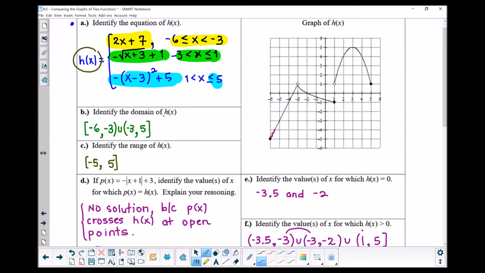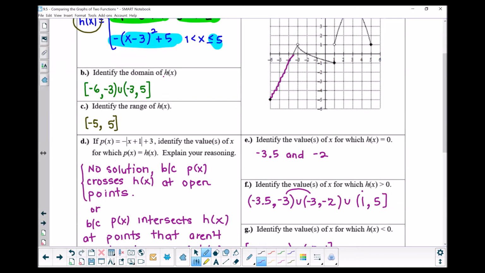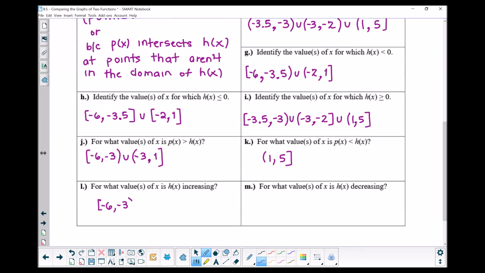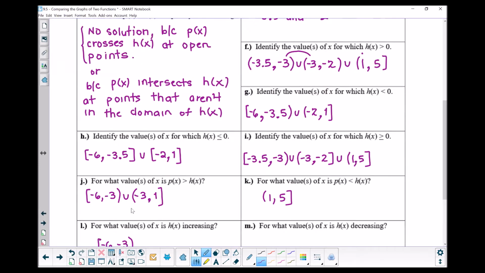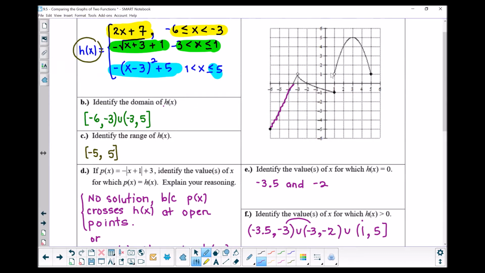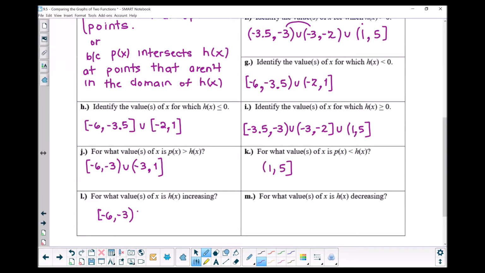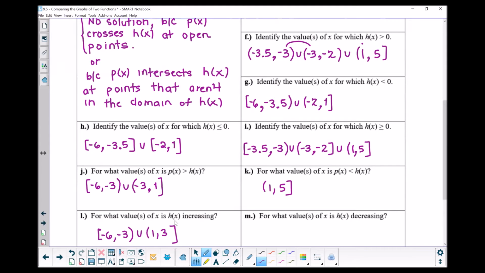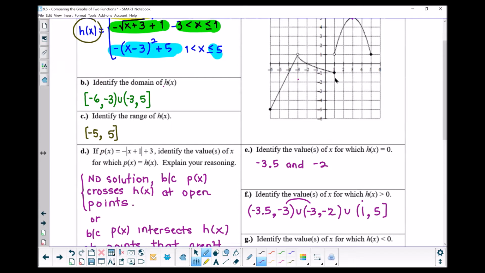But you can see that H of X increases between -6 and -3. Remember, we can include endpoints if they're defined, but don't include them if they're not defined. There's a big difference between those two endpoints. Okay, we don't want to include the -3. And then we would continue to increase from open 1 to closed 3. And that takes care of H of X increasing. The decreasing aspect would occur between -3 and +1.